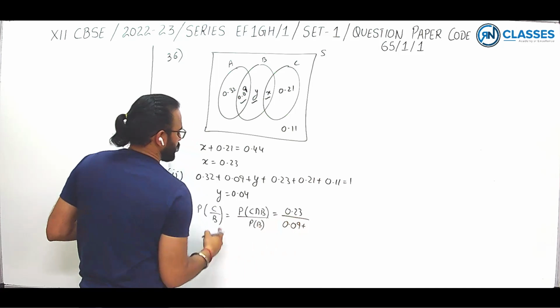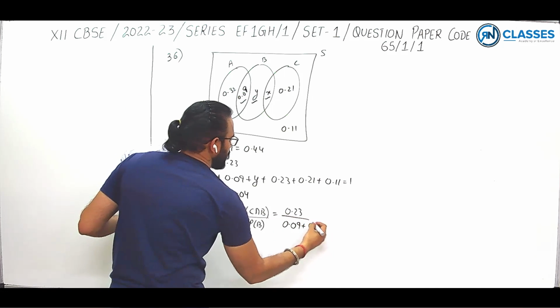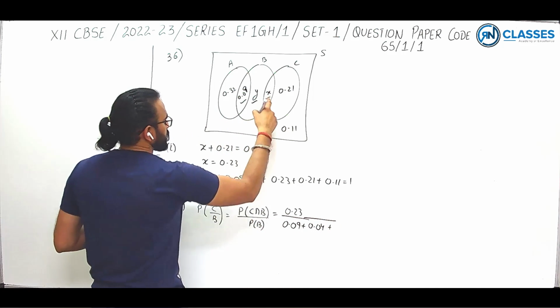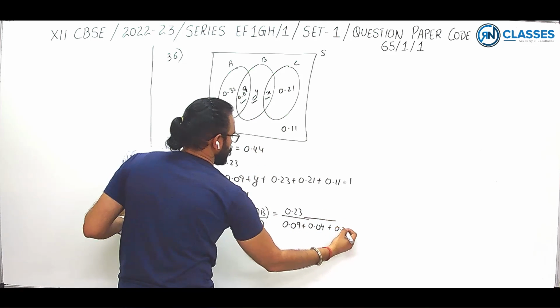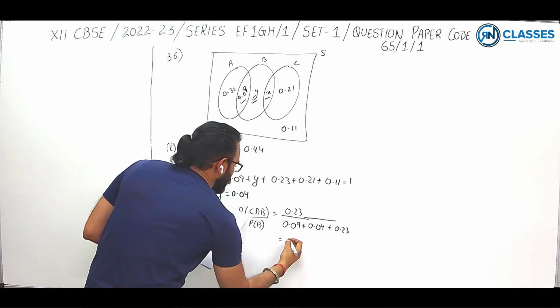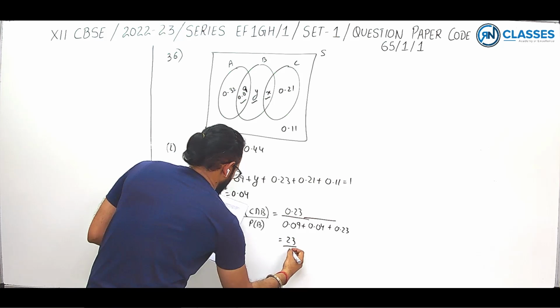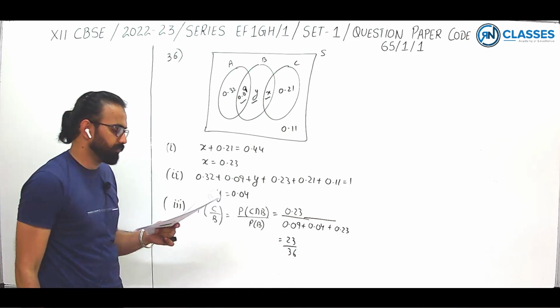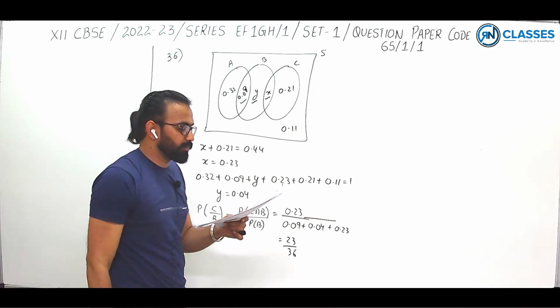0.09 plus Y. Y turns out to be 0.04 and X which is 0.23. As soon as you simplify this part, you will get the final answer as 23/36. And now choice was given in part 3.